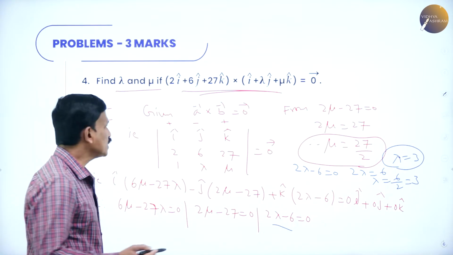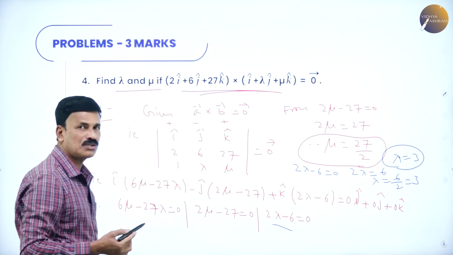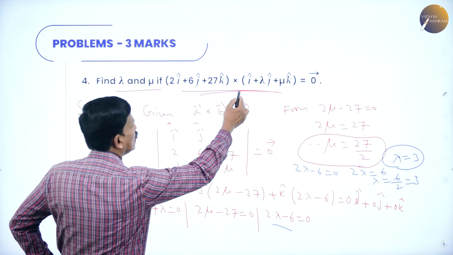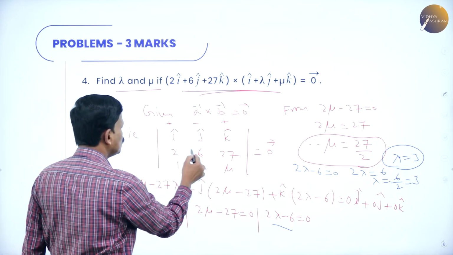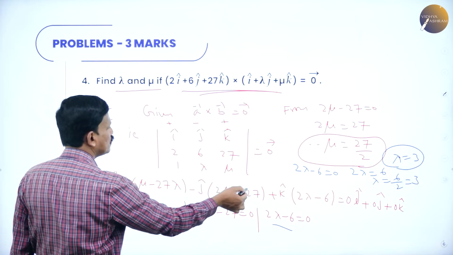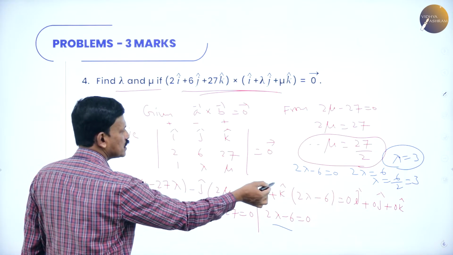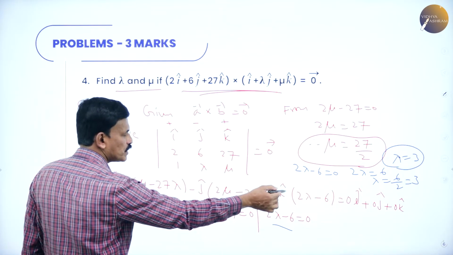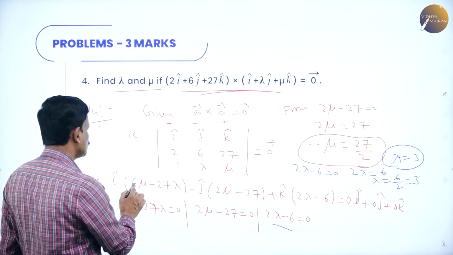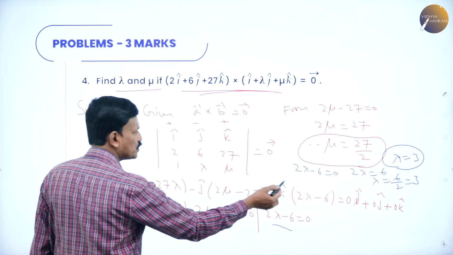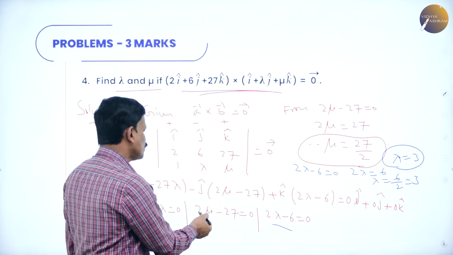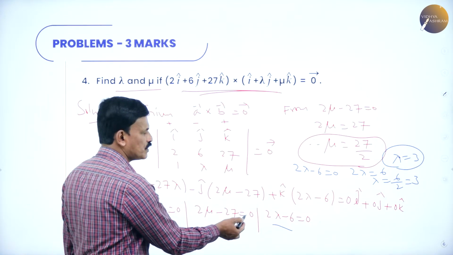Listen to me, I will explain once again. What is given? A cross B is equal to 0. The cross product i, j, k, 2, 6 and 27, 1, lambda and mu. Simplify this: i into 6 mu minus 27 lambda, minus j into 2 mu minus 27, plus k into 2 lambda minus 6, is equal to 0i cap plus 0j cap plus 0k cap. Equating the coefficients of i, j and k: 6 mu minus 27 lambda is equal to 0. Or this, if you want, you can also write minus of 2 mu minus 27 is equal to 0.